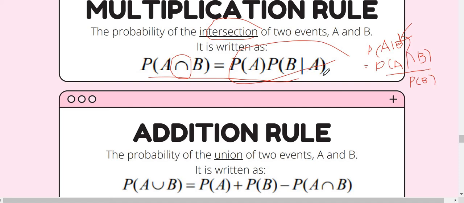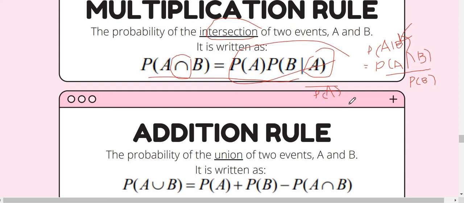P of A intersect B over, okay, over what? Over P of B, not the letters, this one, the given event here. So P of A given B is equal to P of A intersect B over P of B. So if P of B given A, you just switch. Kalau sini P of A given B, so A intersect B. For this one it will be B intersect A. But B intersect A and also A intersect B will give the same value, tak ada masalah. But this one you will divide by P of A, because the one at the back is A.